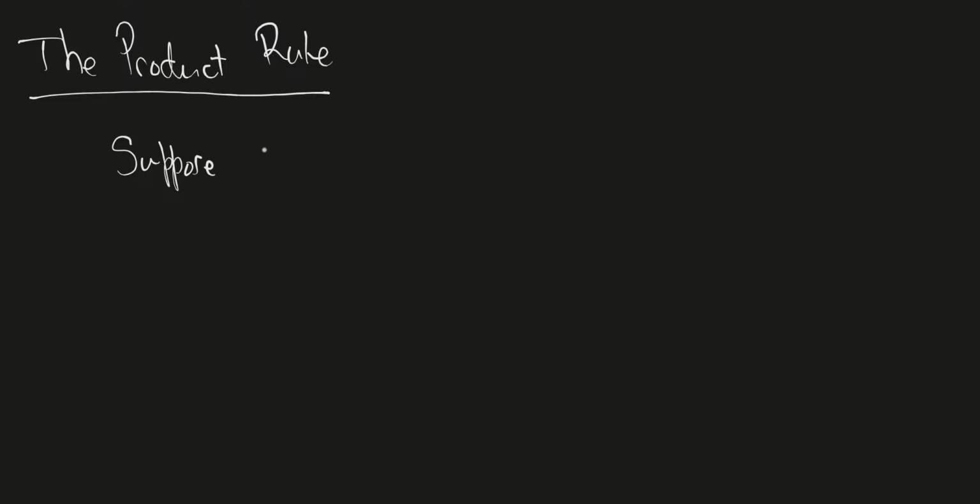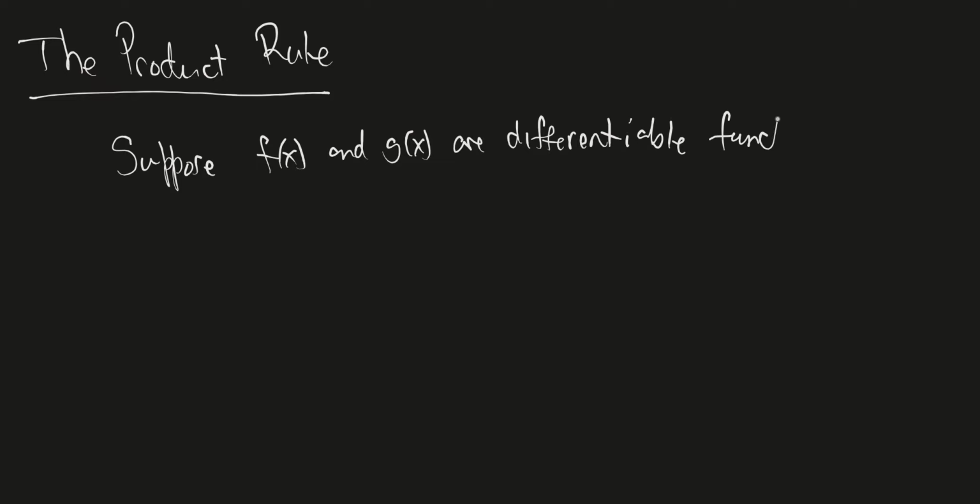So suppose f of x and g of x are differentiable functions, right? And we know what that means. It means that individually their graphs are nice and smooth. They don't have any holes or jumps or sharp corners or vertical asymptotes or vertical tangent lines. Nice smooth graphs. So now let y be the product of these two.